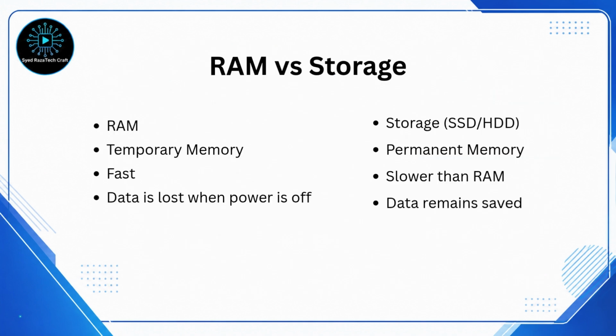Now, many people confuse random access memory with storage. RAM is temporary memory, while storage devices such as SSD and hard drives permanently store files and programs. Data in RAM disappears when the computer is turned off.